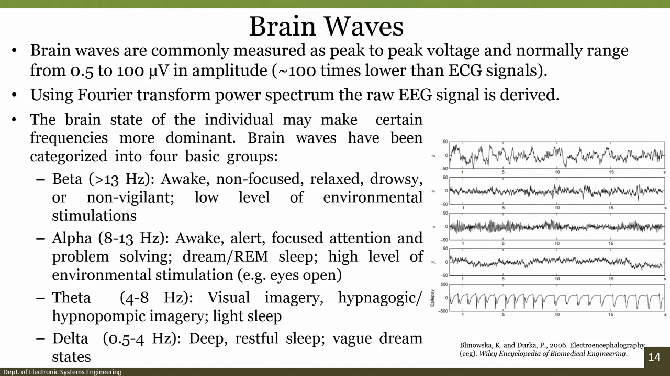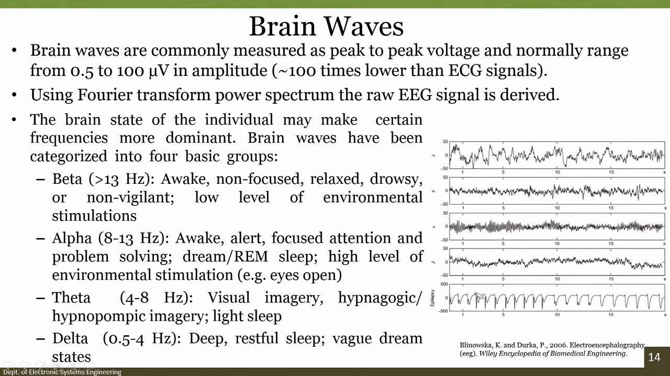using that Fourier transform power spectrum, the raw EEG signal is analyzed, and the brain state of the individual may make certain frequencies more dominant, while brain waves have been categorized into four basic groups. So if you see the basic groups, we have beta, alpha, theta, and delta. So this is the model where there is epilepsy, and then there is a beta signal, alpha signal, theta signal, and delta signal. So what are those groups?